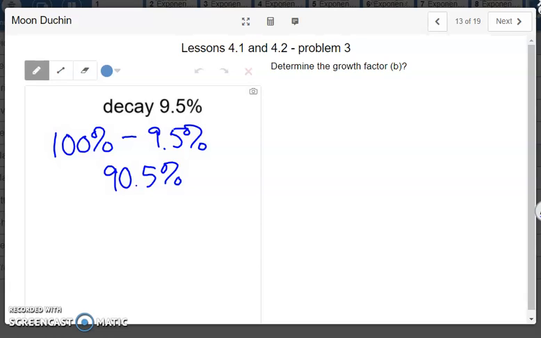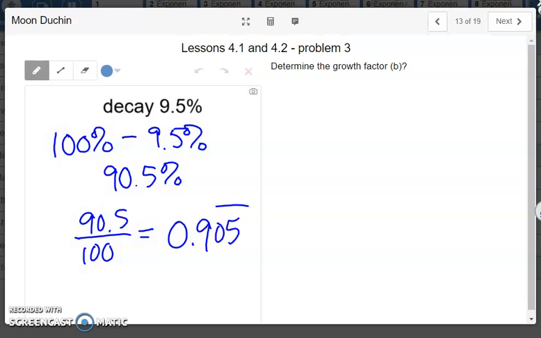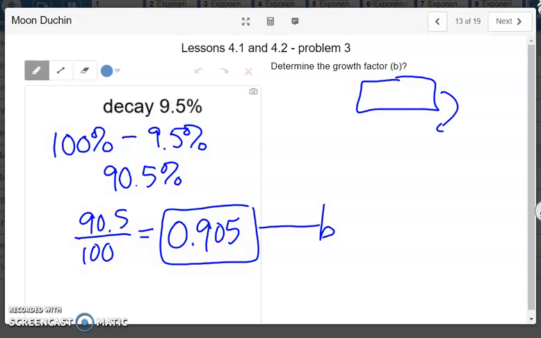To get the b value, which is a decimal number, we take the 90.5 and we divide it by 100, since percent means out of 100. And so the final answer is 0.905. This is the b value. This is what I'm asking for in this problem. What is the b value? So if I was doing this problem, whatever my starting value is, this is the number that you're going to be multiplying by each and every time to get to the next answer. So each time you're multiplying, you're basically getting about 90 to 91 cents of every dollar.